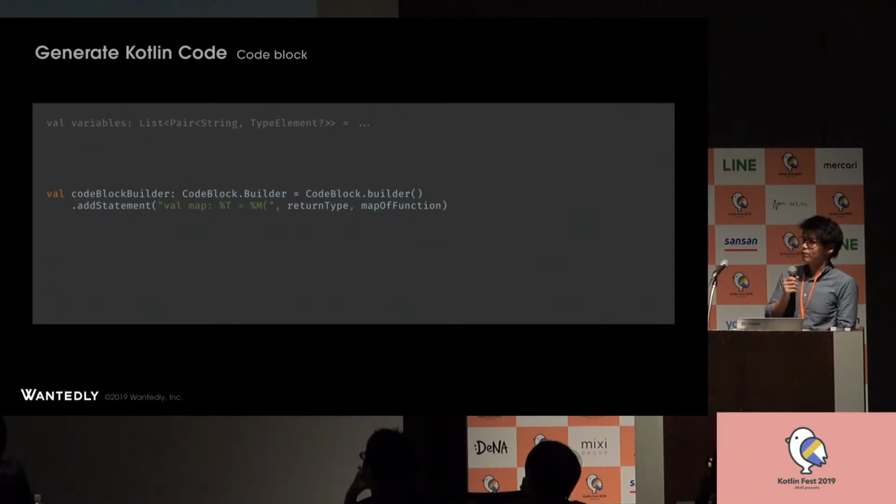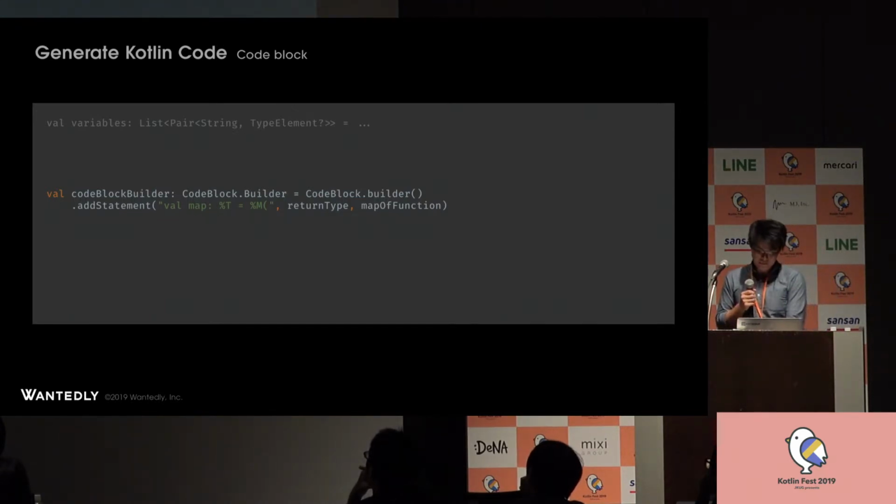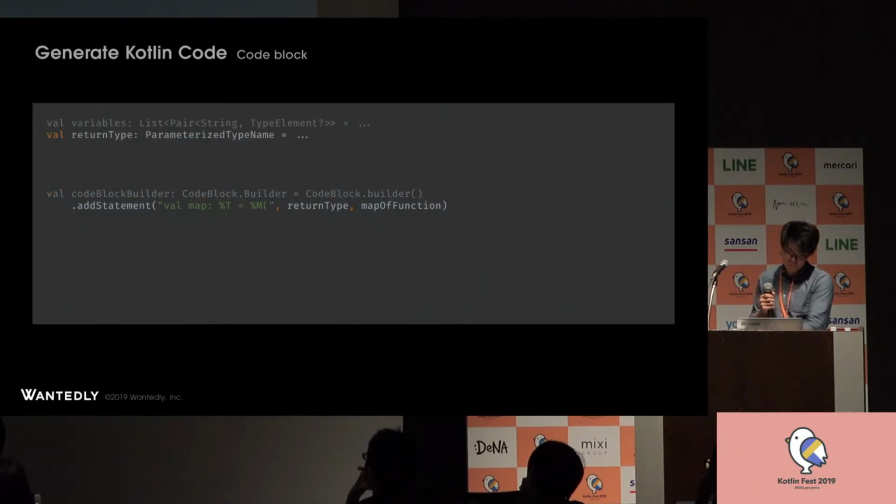%T is a placeholder for a type, and %M is a placeholder for a top-level member. Using the correct placeholder will allow KotlinPoet to automatically add the import statements to the generated source file. For %T, we want to pass the type of the map, and since it's a Map, which is a generic type, we will use a class called ParameterizedTypeName to construct the return type.